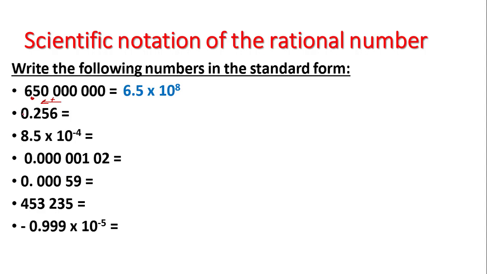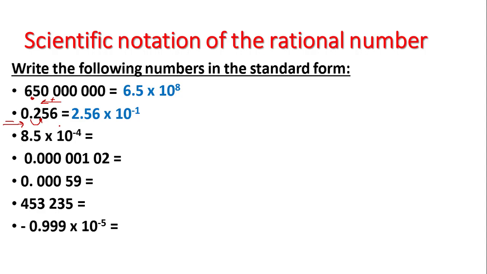Okay, the next one, here we have, this is the decimal point. I don't want it here. I want only one digit to the left. So I'll move it to this place. So only one place, okay? If you move the decimal point to the right, I'll put a negative power for 10. So I'll write 2.56 times 10 to the power negative 1, because I moved the decimal point to the right.